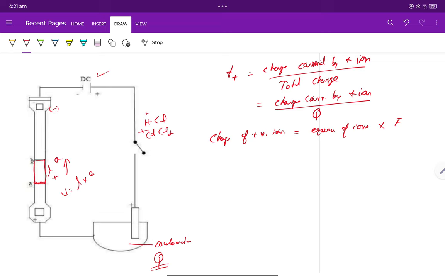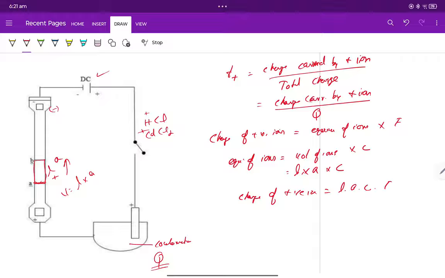Now what will be the equivalents of ions? The equivalents of ions will be equal to the volume of that solution multiplied by the concentration. The volume, as I mentioned earlier, is L into A, multiplied by C. So the charge of positive ions will be equal to L into A into C into F.